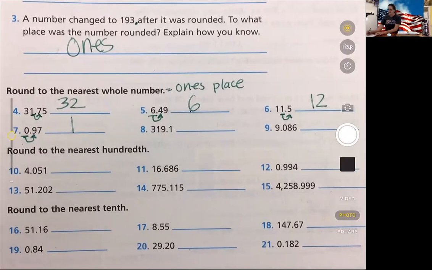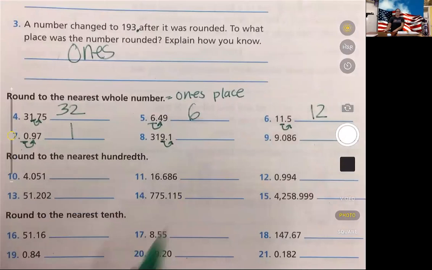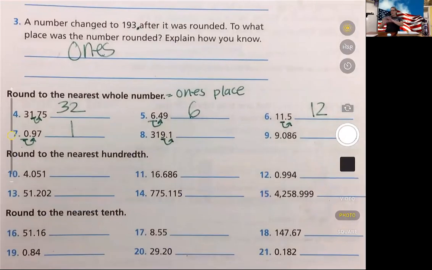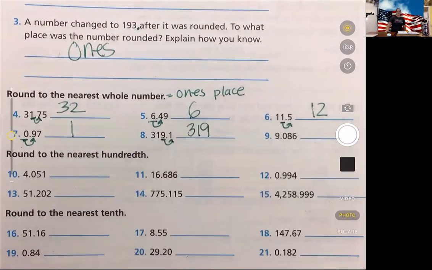All right, so underline my ones place. I look behind it, there's a 1. That 1 is not going to do anything to my 9, so my answer is going to be 319.